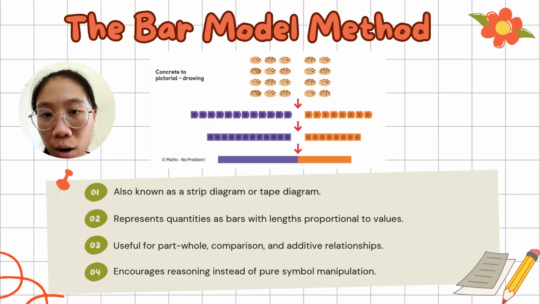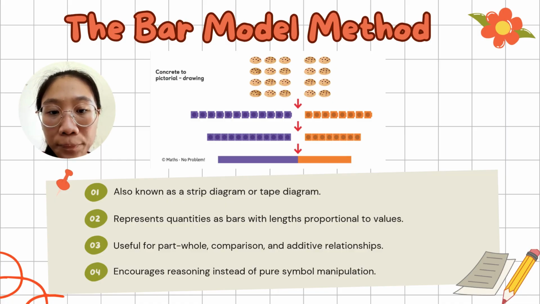The bar model method, also known as a strip diagram or tape diagram, represents quantities as bars with length proportional to values. It is useful for part-whole comparison and additive relationships, and it also encourages reasoning instead of pure, simple manipulation.